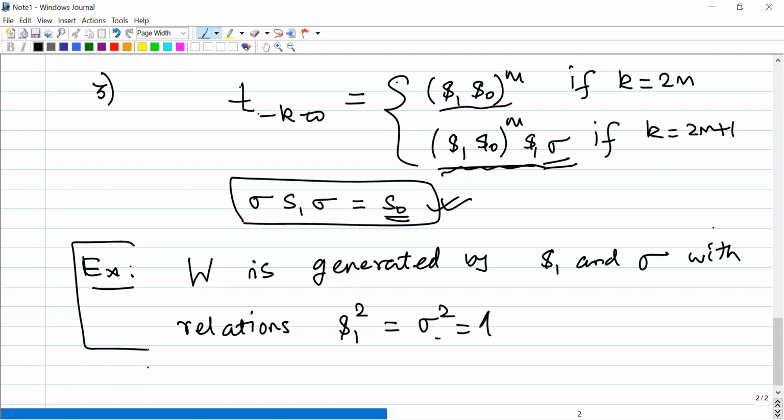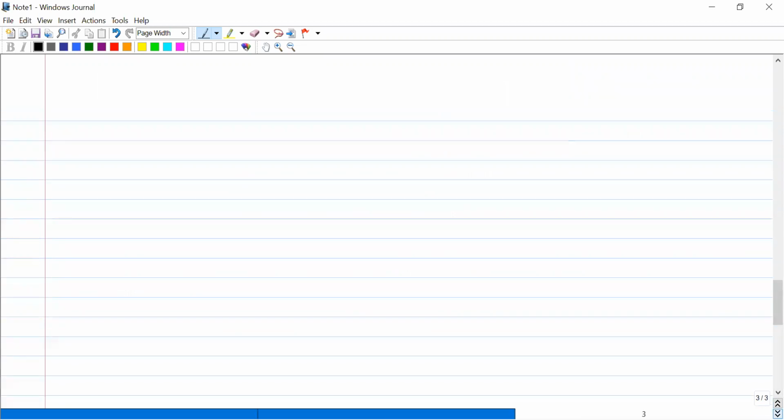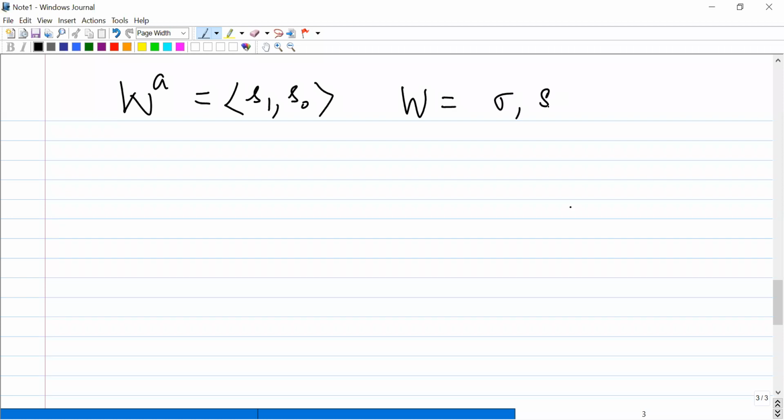Okay, so now let's move to the braid group. What we have is the affine Weyl group, which is generated by S1, S0, and then we have the extended affine Weyl group, which is generated by, you can say, sigma and S1, with some relations. Here the relations are S1 square and S0 square are identity. Here sigma square and S1 square are identity. These are all the relations.